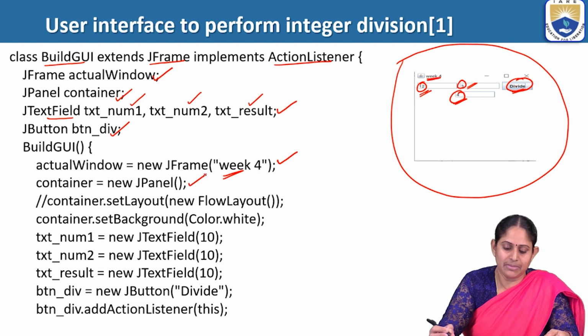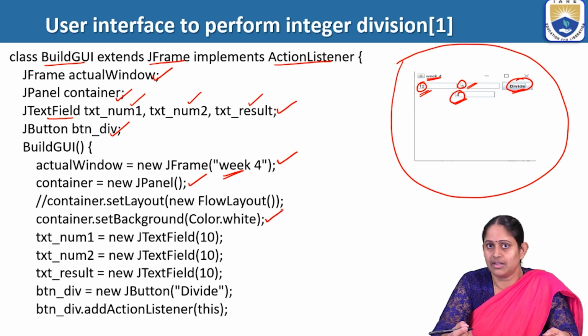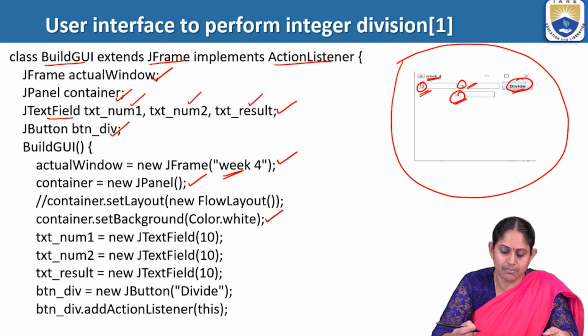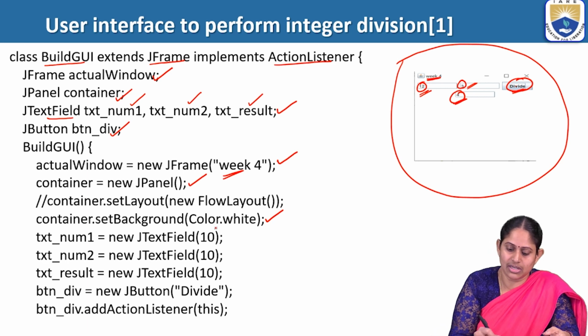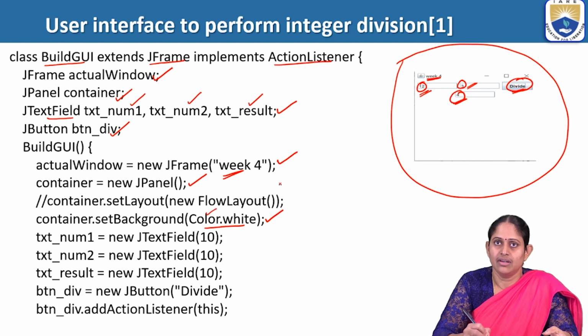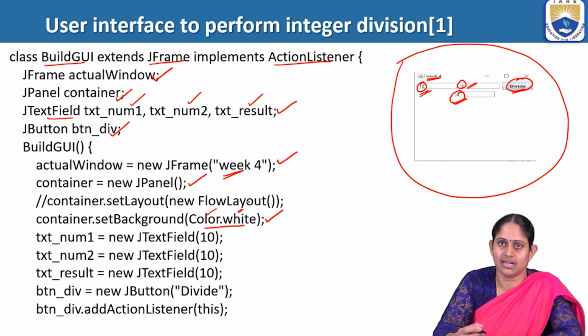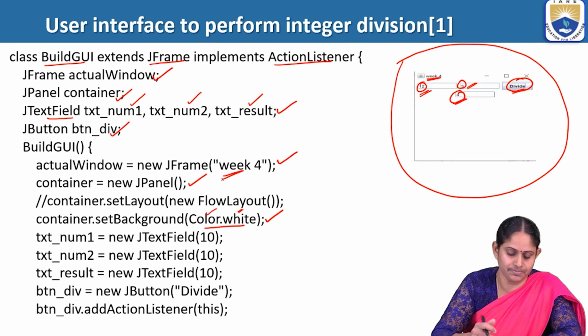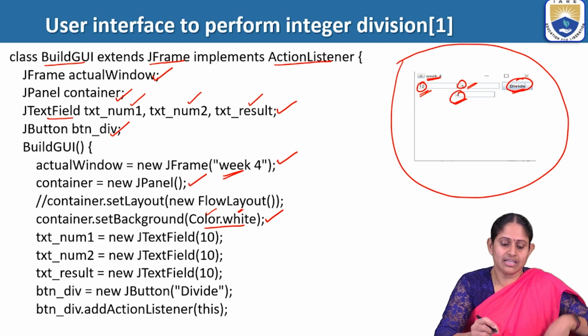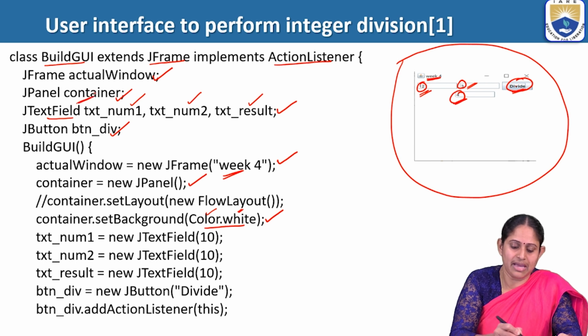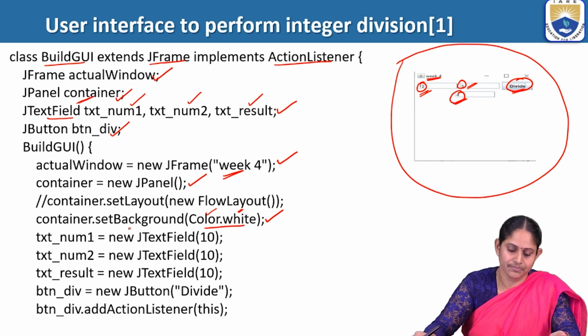Then we are creating an empty panel. We are setting the container background as white. Color.WHITE means Color is a class inside the AWT, from which we can obtain the white color, which is a constant. So Color.WHITE will set the background color of the container to white. The container means the panel. The panel color will be set to white.